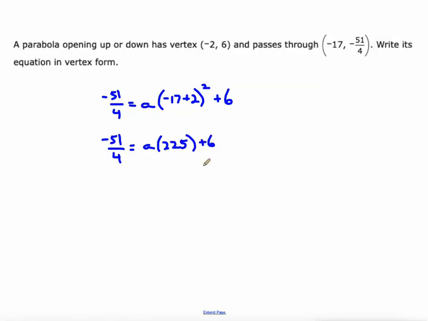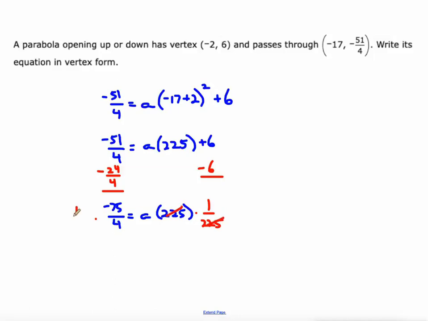This time I'm going to subtract 6 from both sides. But I got to get a common denominator, so I'm actually going to subtract 24/4 from both sides. That is 6. Okay, that'll give me -75/4 equals a times 225. And same thing as last time, I'll multiply by 1/225 to get that 225 to cancel out and be gone and just leave me with a.